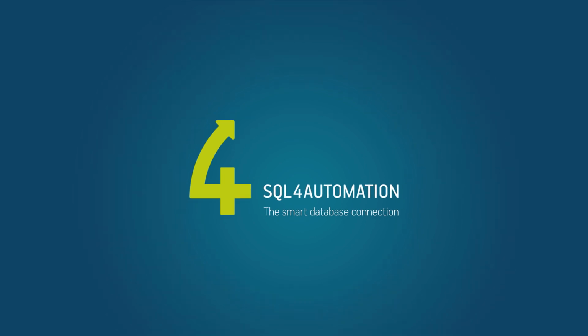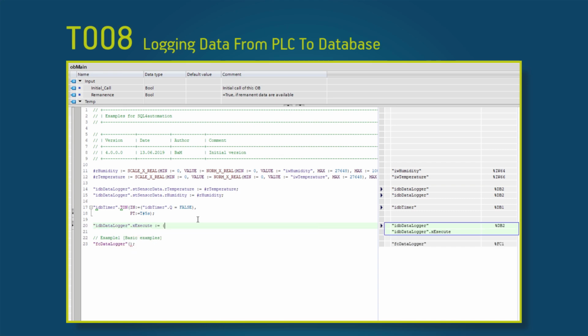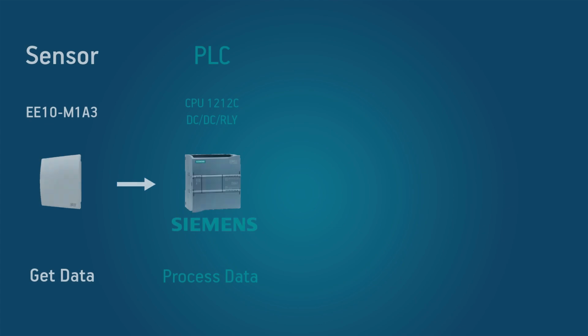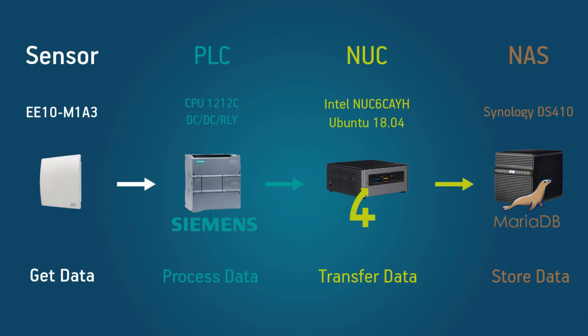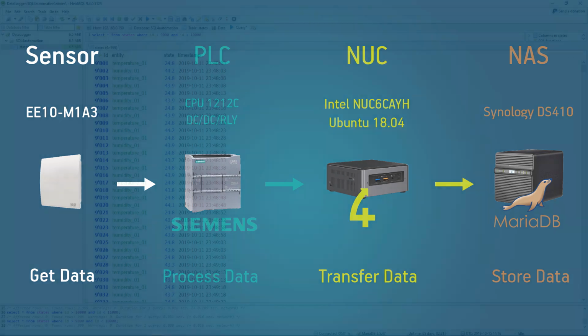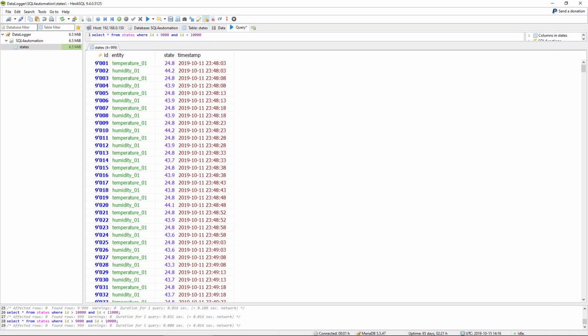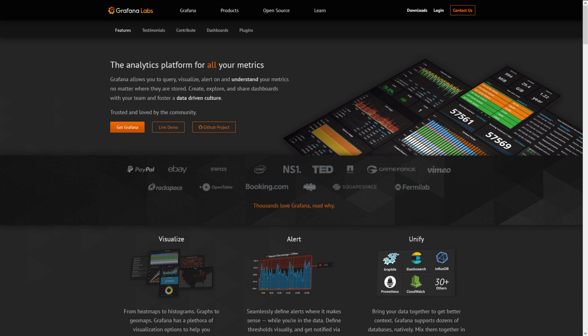Today we're going to upgrade the application we've created in the last tutorial. Now, if you haven't seen it, we've basically programmed a PLC to measure the temperature and humidity every 5 seconds and then store it in a database. So this application has now been running for a while and we want to take its data and visualize it using the free software Grafana.